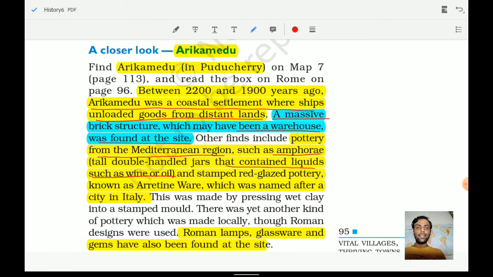So not only the amphora, it is also talking about the Arretine ware, right? So it was red glazed pottery. It was named after a city in Italy. So definitely this Arretine must have been a city in Italy. Hence, the name of the pottery has been kept on this particular city. So for us, Arikamedu becomes important. Where is it? It becomes important. What is it? It becomes important. This particular pottery, the amphora, and what region it belongs to, then Arretine, and which city it has been named after. Right. So these terms become important for us.